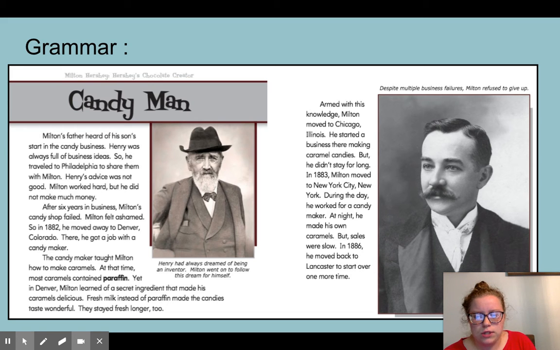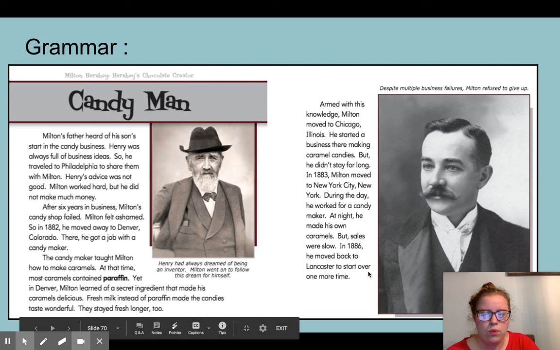At this time, most caramels contained paraffin. Yet in Denver, Milton learned of a secret ingredient that made his caramels delicious. Fresh milk instead of paraffin made the candies taste wonderful. They stayed fresh longer too. Armed with his knowledge, Milton moved to Chicago, Illinois. He started a business there making candies, but he didn't stay long. In 1883, Milton moved to New York City, New York. During the day, he worked for a candy maker. At night, he made his own caramels. But sales were slow. In 1886, he moved back to Lancaster to start over one more time.